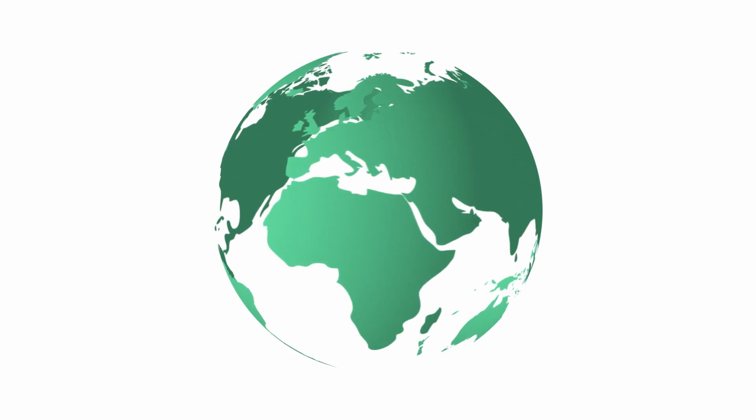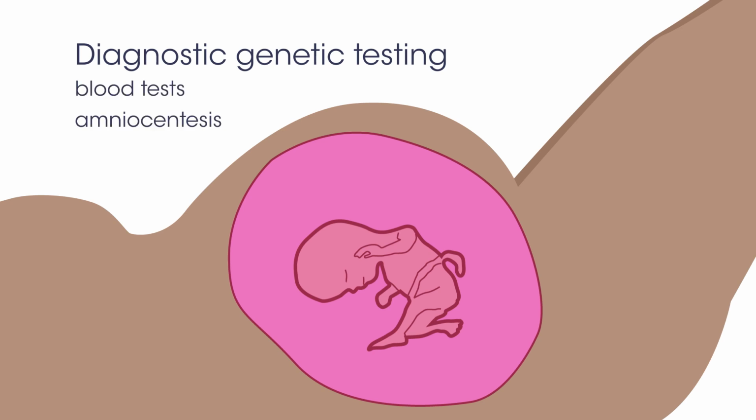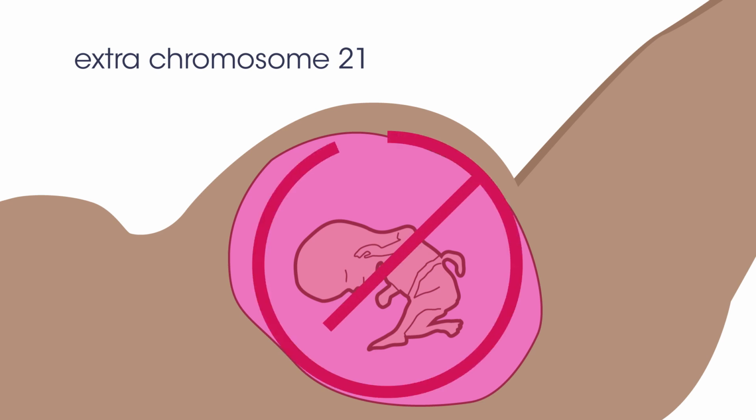In some countries, people who are pregnant are offered diagnostic genetic testing for Down syndrome. This can be done by blood tests or amniocentesis, which involves taking a sample of the amniotic fluid surrounding the fetus in the uterus and looking at the number of chromosomes in those cells to see if any have the extra chromosome 21 for Down syndrome. Having the tests may be the choice of the parents and will allow them to be more prepared for a baby with Down syndrome, or choose to have an abortion.